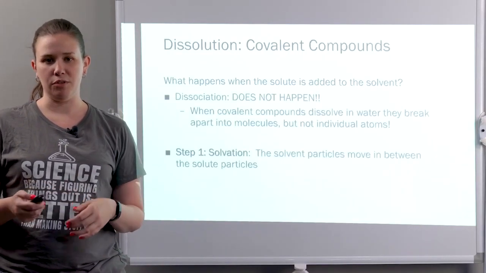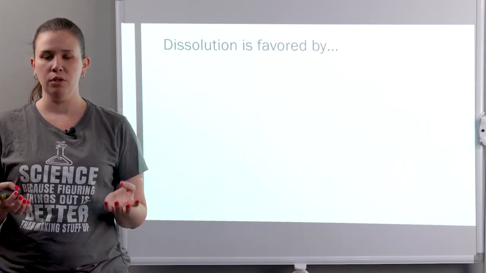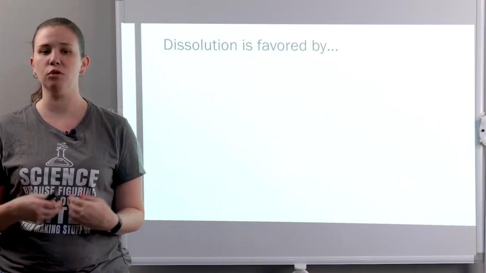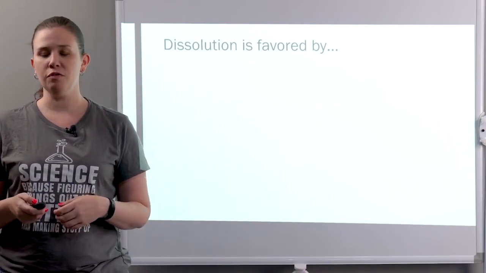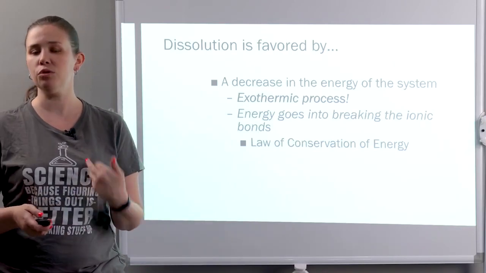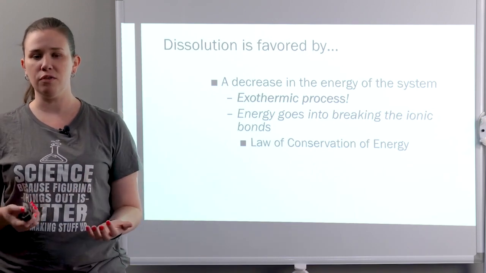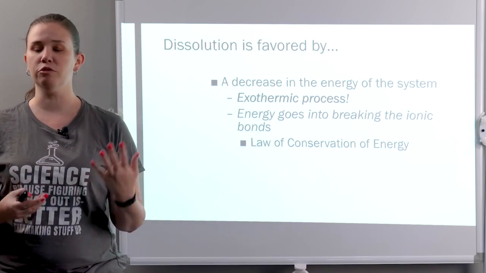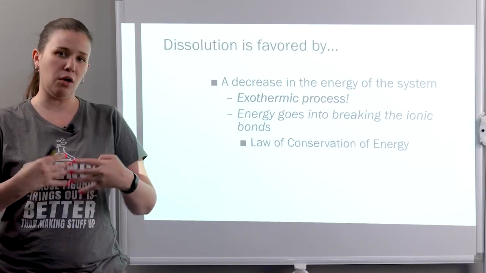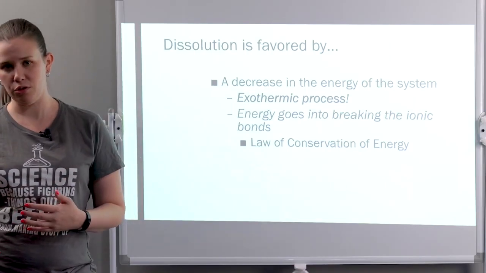So one step versus two steps. All right, let's go back to talking about dissolution as a whole. What is going to help this dissolving process occur? What's going to be more favorable? Well, first of all, we want energy to go into those ionic bonds to break them, or to allow the particles to move around faster to enable solvation. So think conservation of energy. That energy has to come from somewhere. So if I have a system that's able to give off energy to the solute, then that's going to favor dissolution.